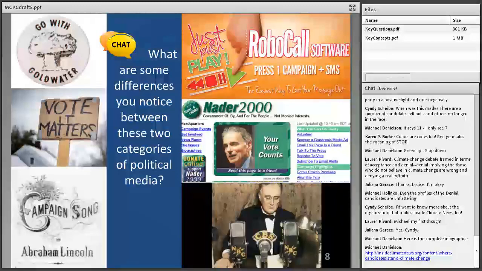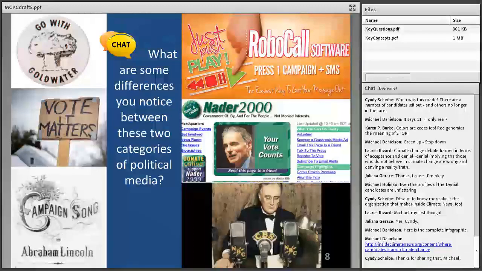So here's another chat. What are some differences you notice between these two categories of political media, on the left and on the right?